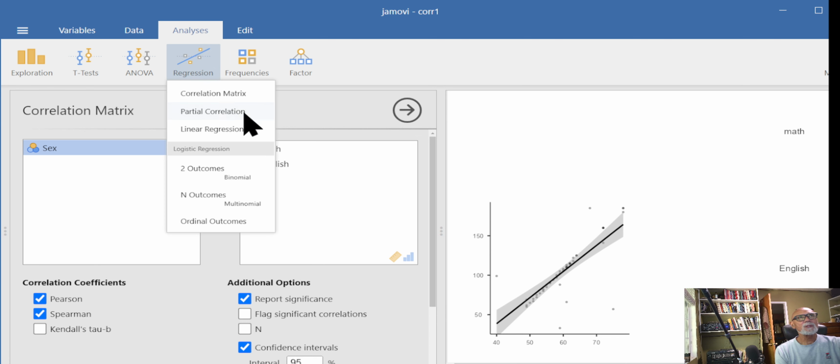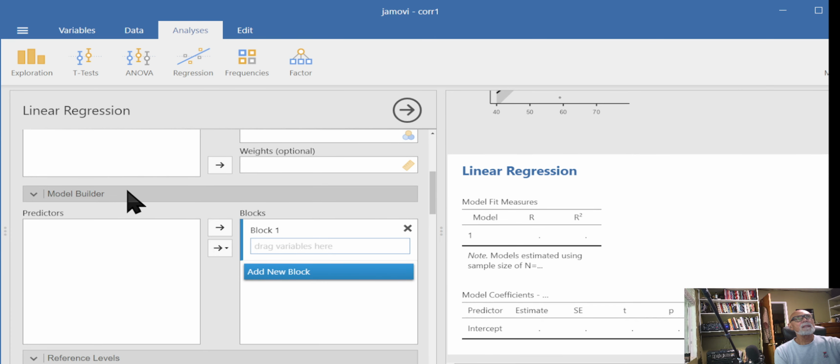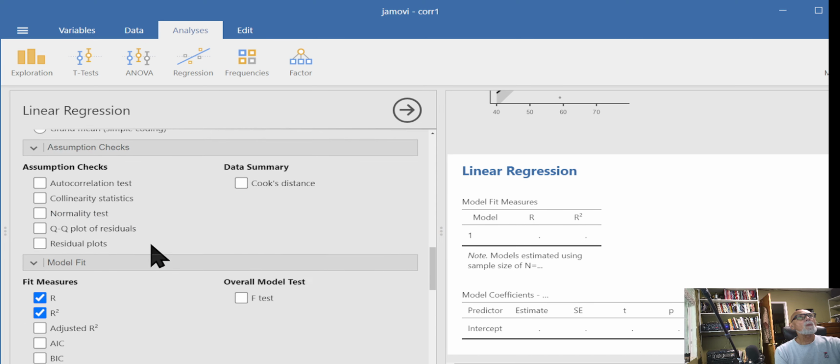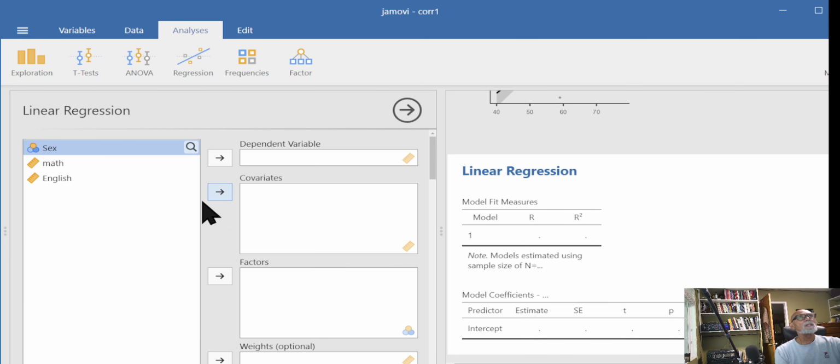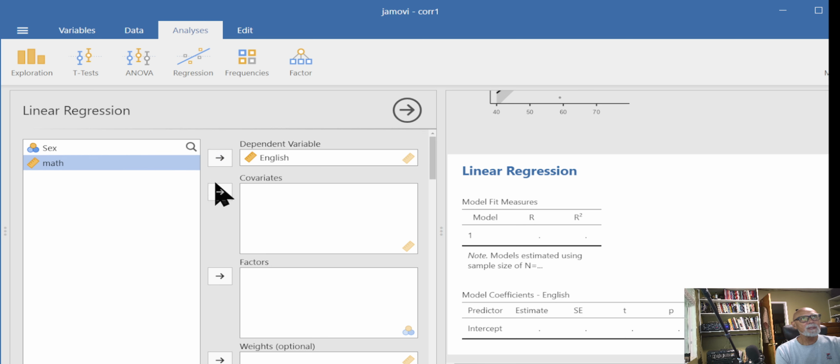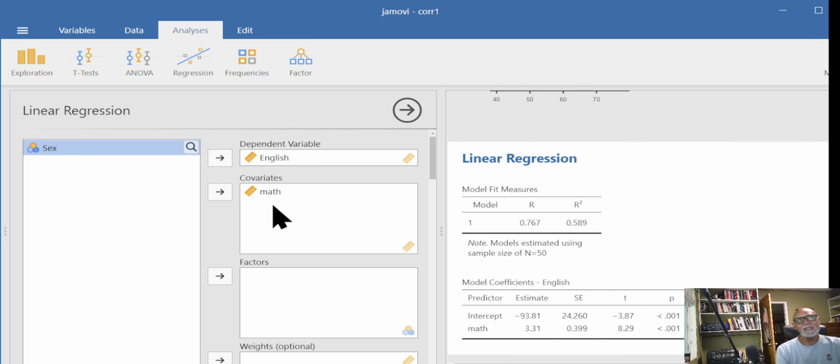So let's go back up here to regression. And this time we're going to pick linear regression. In our linear regression, we will select as our dependent variable English and as our independent variable math. And what this means is we're using the student's math score to predict their English score. If there's a strong correlation, then that means that by knowing a student's math score, we should have a pretty good estimate of what their English score will be.